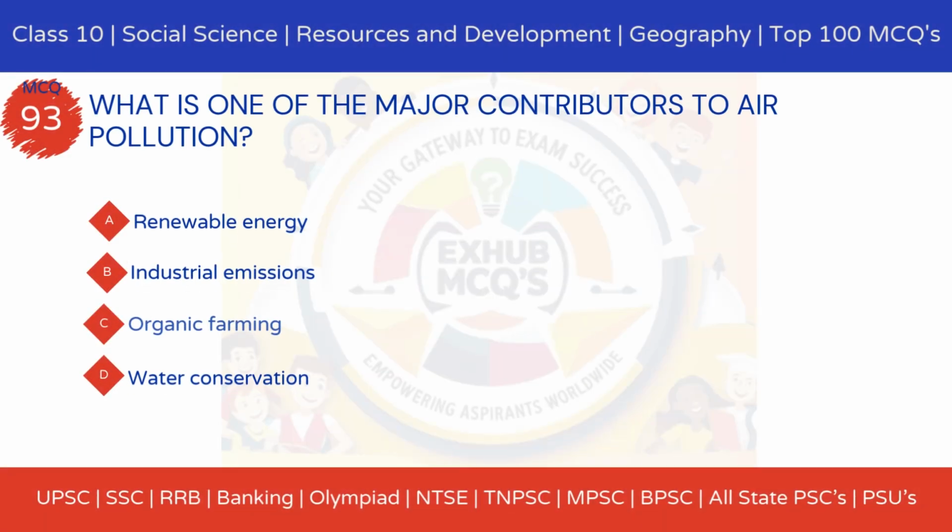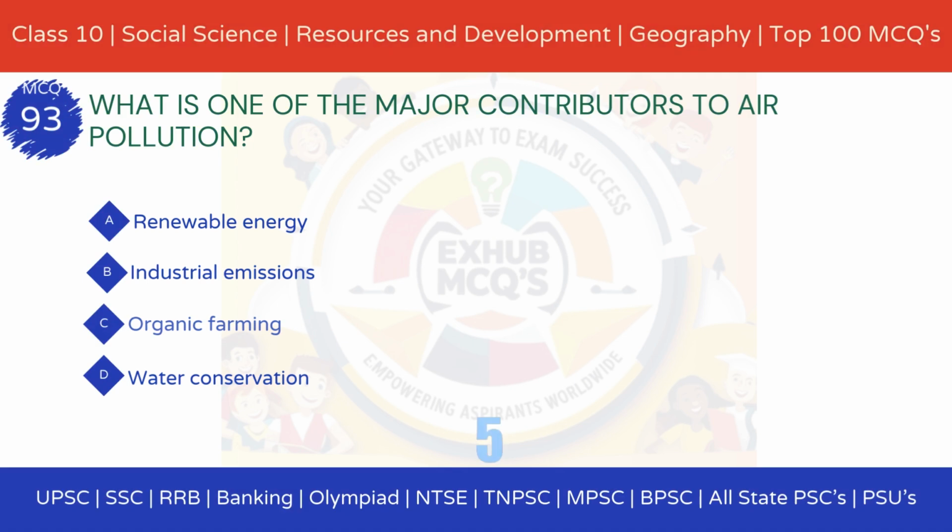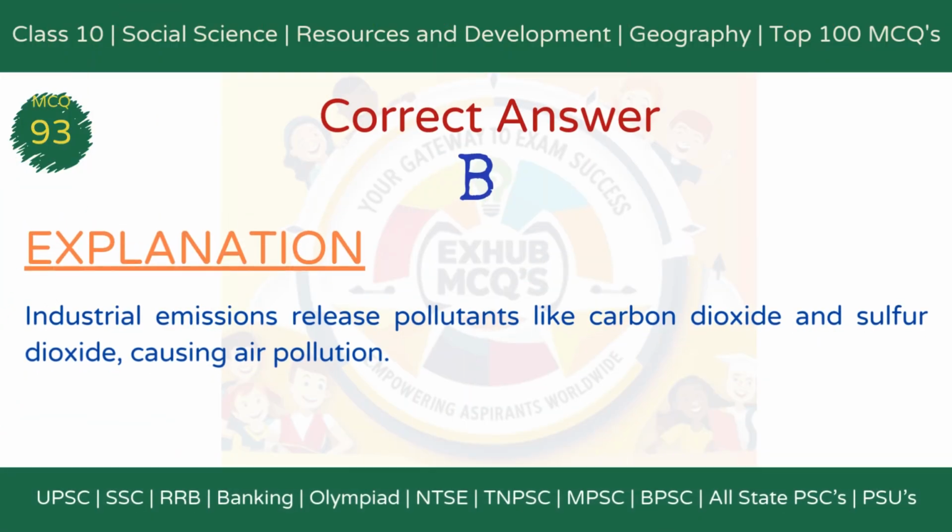MCQ 93. What is one of the major contributors to air pollution? Option A, renewable energy. Option B, industrial emissions. Option C, organic farming. Option D, water conservation. The correct answer is option B, industrial emissions. Explanation. Industrial emissions release pollutants like carbon dioxide and sulfur dioxide, causing air pollution.